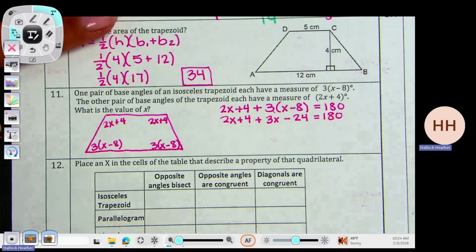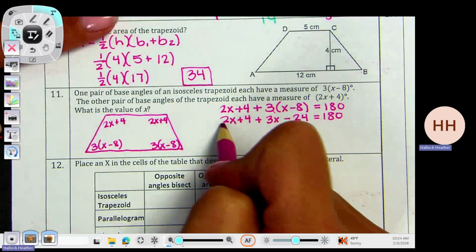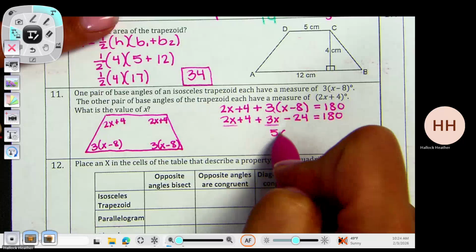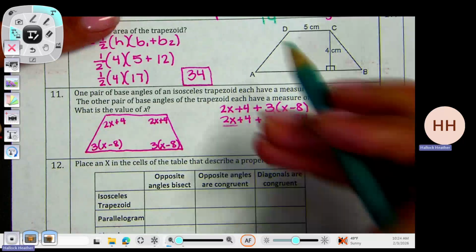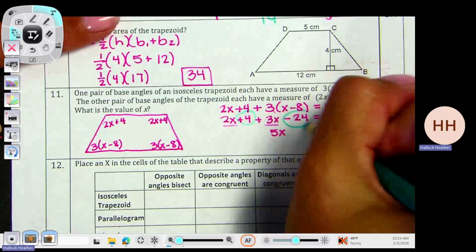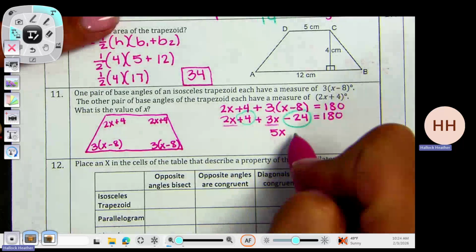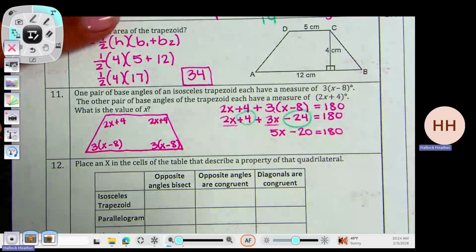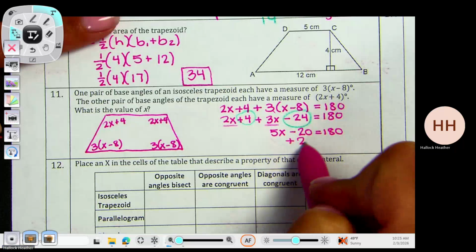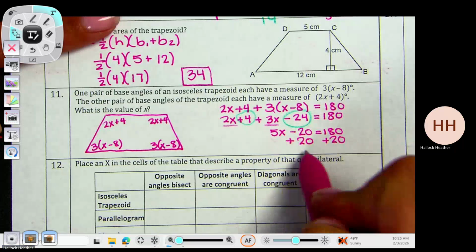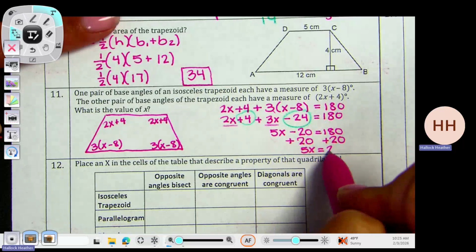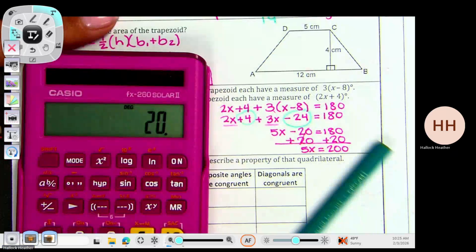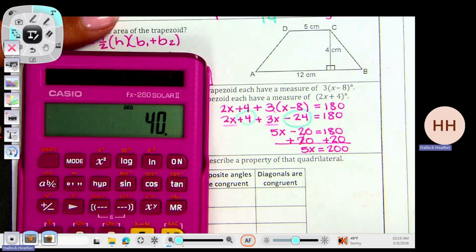And now I can combine my terms. 2x and 3x make 5x. 4 and negative 24 make negative 20. I'm going to add 20 to both sides. So 5x equals 200. So x is 40.